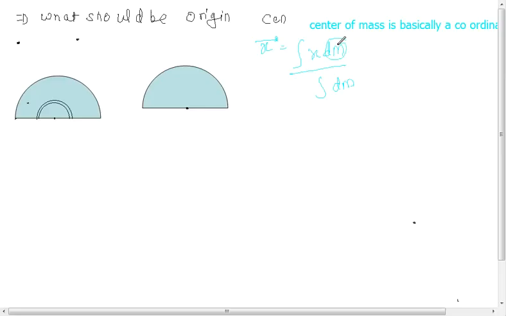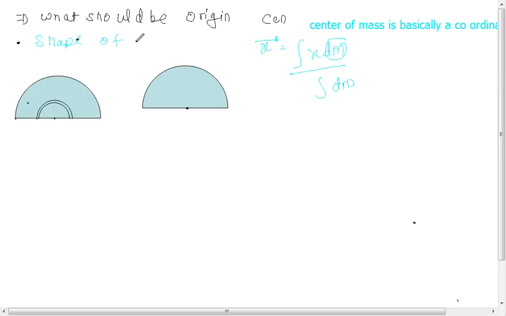Now we have to think about dm, how to find dm. dm has some shape. dm is basically the mass of an infinitesimal object, and any object has some shape, so it may be various types of shapes, maybe a rectangular shape. So you have to think about the shape of dm.